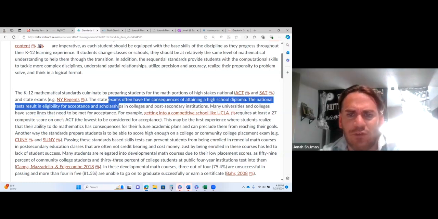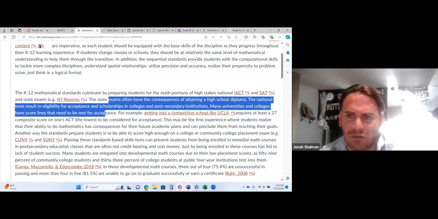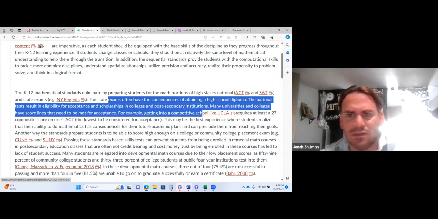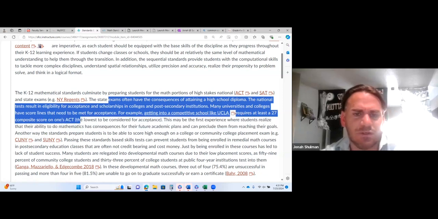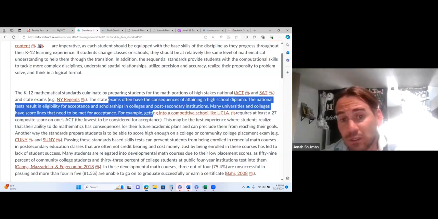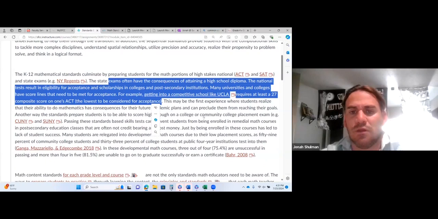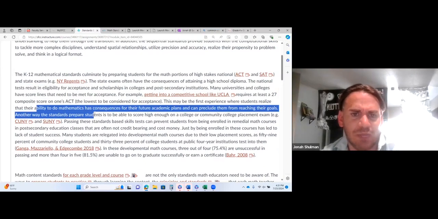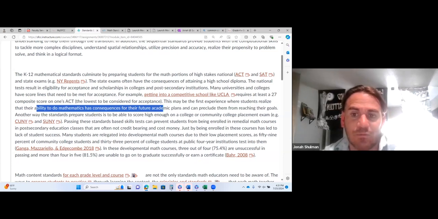The state often attaches consequences to attaining a high school diploma. The national test results determine eligibility for scholarships. Many universities and colleges have score cutoffs. To get into a competitive school like UCLA, you need at least a 27 on your ACT. That's the lowest to be considered for acceptance. This may be the first experience when students realize that their ability to do math has consequences for their future academic plans and can stop them from reaching their goals.